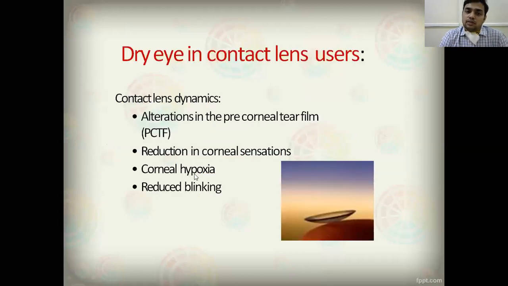So dry eye in contact lens users is important because nowadays many patients are using contact lenses. Because of the usage of contact lenses, there is an alteration in the precorneal tear film, and there is a reduced corneal sensation that finally leads to corneal hypoxia and reduced blinking.